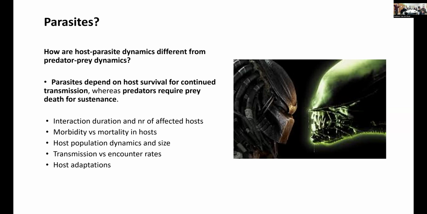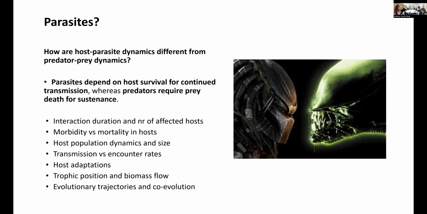So this difference in whether it's transmission or encounter determined also has influence on the adaptations of the host that are then useful in defense, and also on the evolutionary trajectories and potential for co-evolution. And then one other thing I want to point out is that the trophic position of parasites is always very tricky to assess with stable isotopes. So you really need to get a good view on life cycles and host range to position parasites securely in a food web.